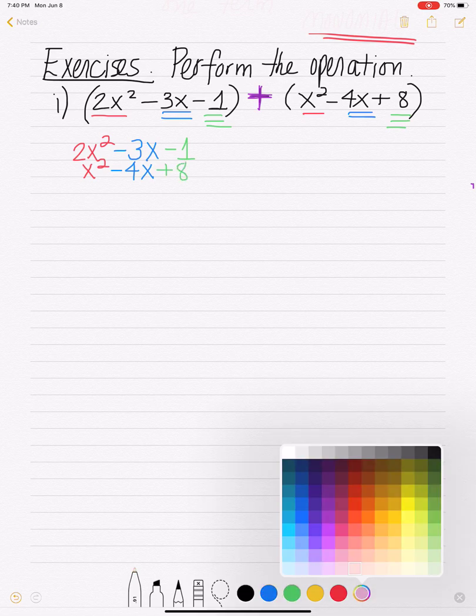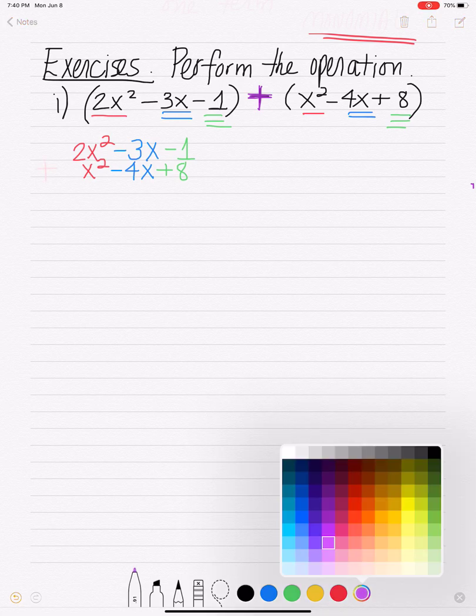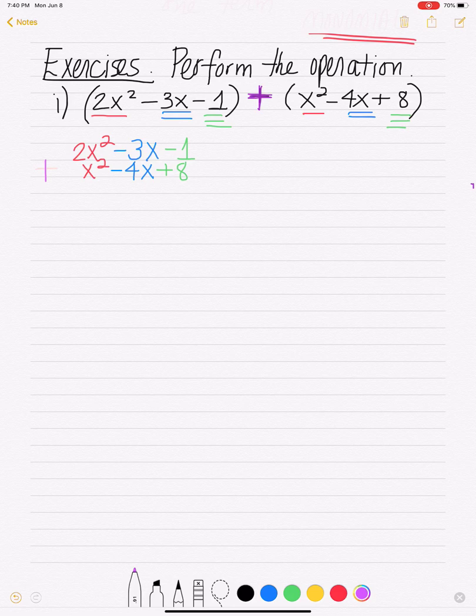And realize that we're adding these together. Ooh, lost my color there. It should be a plus. We're adding these together. Okay, so we want to combine the red terms together: 2x squared and another x squared. So 2x squared plus 1x squared would be 3x squared. So imagine you had 2 apples and someone gives you another apple. So 2x squared plus another x squared would be 3x squared.